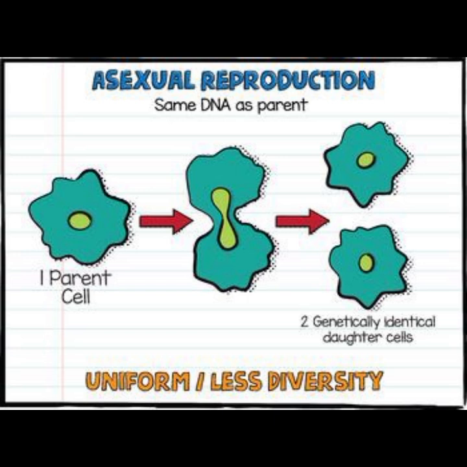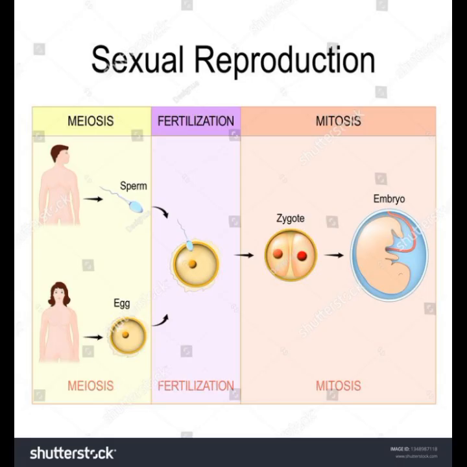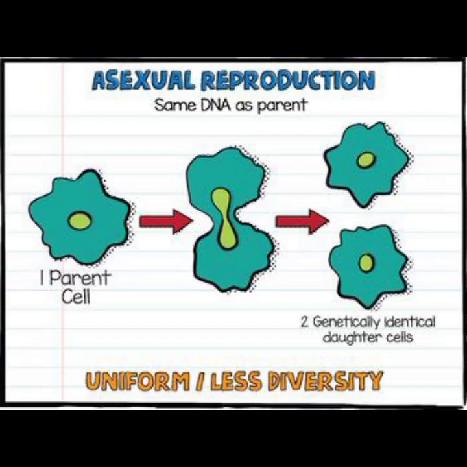Number 1. Asexual reproduction. This involves only one parent. Offsprings are genetically identical. Examples are binary fission in amoeba, budding in yeast. Number 2. Sexual reproduction. This involves two parents. Offsprings are genetically different. Let's dive deeper into asexual reproduction.